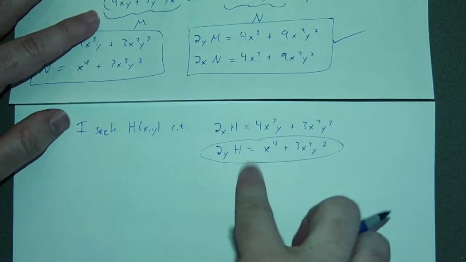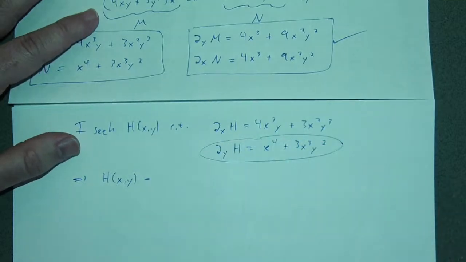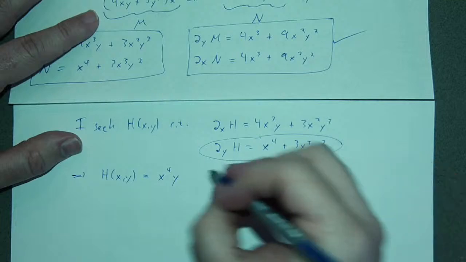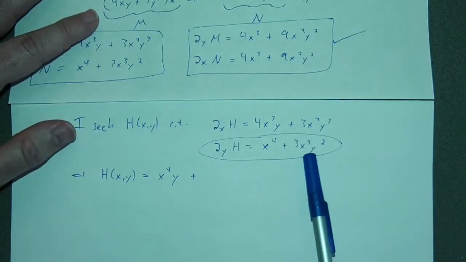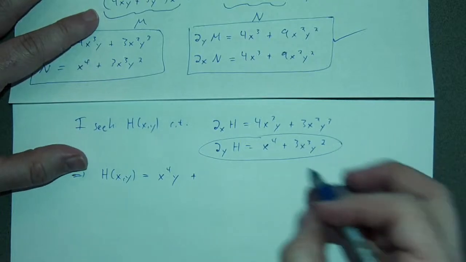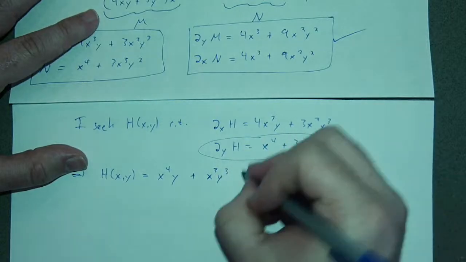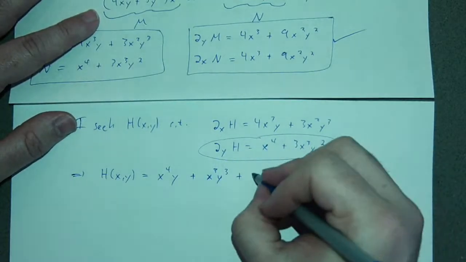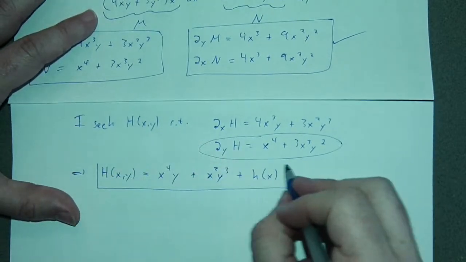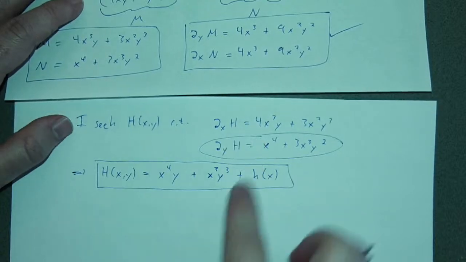So integrating with respect to y, what do I find? h of x, y is equal to x to the 4th y plus, integrating this thing with respect to y, I'm going to get a 1/3 y cubed showing up here. It's going to cancel out the 3. So this is plus x cubed y cubed, plus, since I'm integrating with respect to y, my most general constant of integration would be a function of x, little h of x. So I'm almost done. I just have to figure out what this thing is. To do that, I plug into the other equation like I always do.